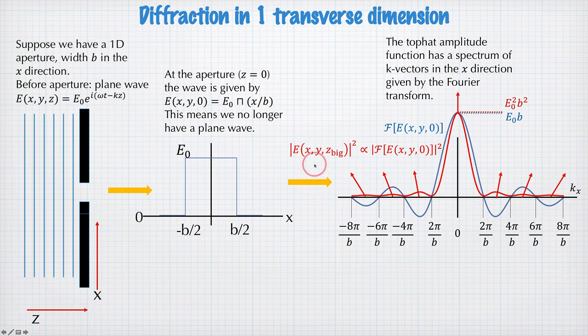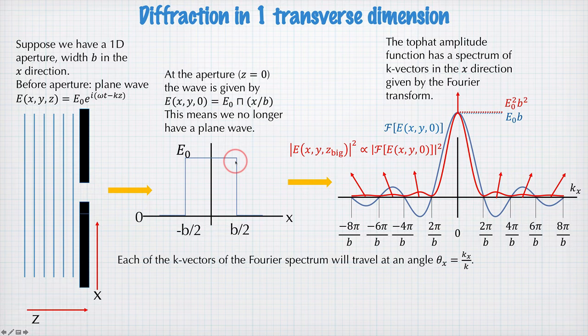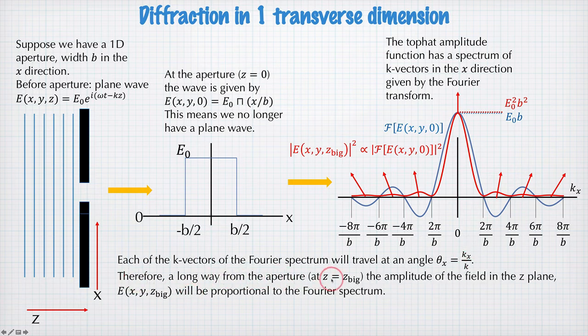What it means is that if you look at some large value of z a long way from the aperture, we'll see an intensity of the field which is proportional to the square of the Fourier transform of the shape of the aperture. So the origin of this, just to summarize: each of the k vectors of the Fourier spectrum of this aperture will travel at some angle theta x equal to kx on k. Therefore, a long way from the aperture at z equal to z big, the amplitude of the field in this z plane, z big, will be proportional to the Fourier spectrum.